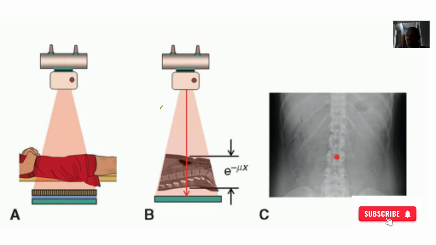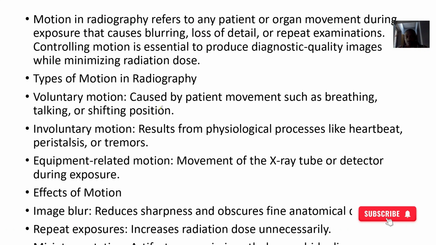You give instructions to the patient, like "move this way," and you try to avoid unnecessary movement in the patient that could interfere with the quality of the image you are trying to get. So motion in radiography just refers to any patient or organ movement during exposure, okay? And if you are instructing the patient to do it, it's for your own good, right?